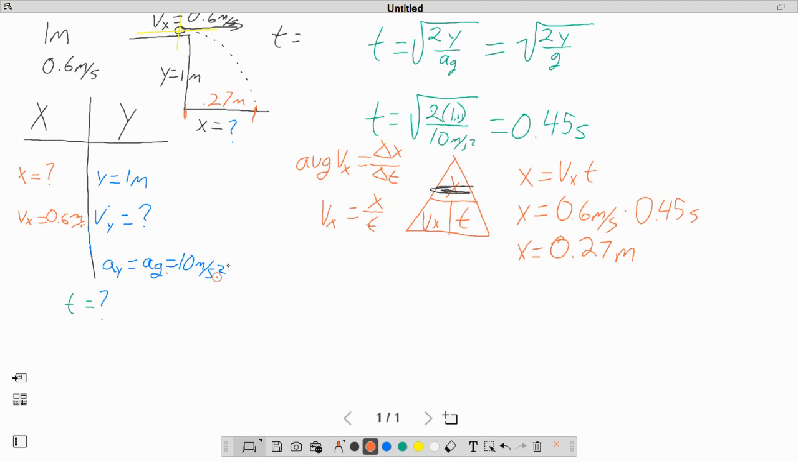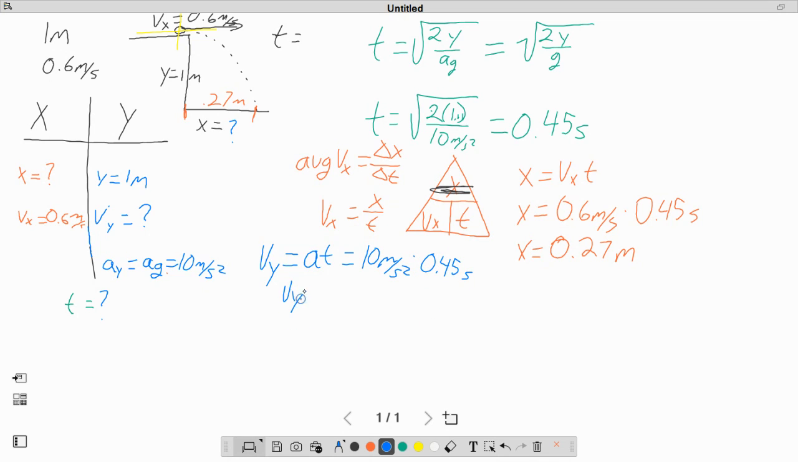what is your y velocity? Like how fast is it going just before it hits the ground? Well, that would essentially be v equals v naught plus at, but v naught is 0, so we just do at. And so in this case, acceleration is 10 meters per second squared, times our time of 0.45 seconds.